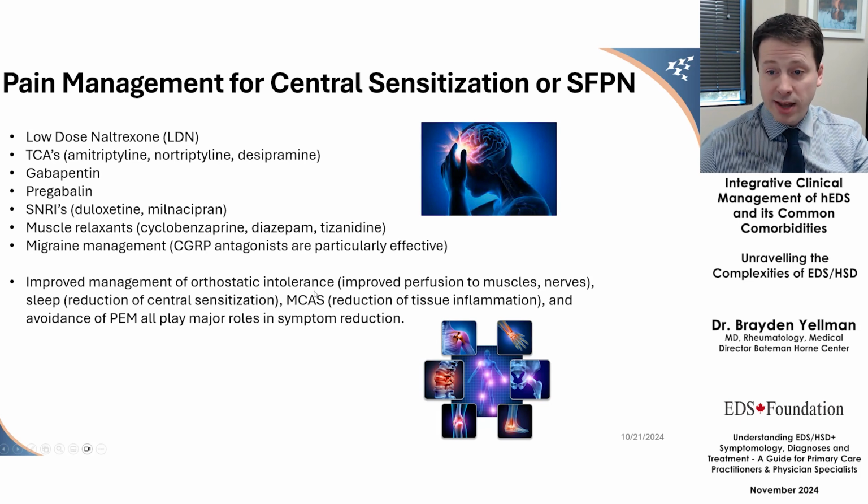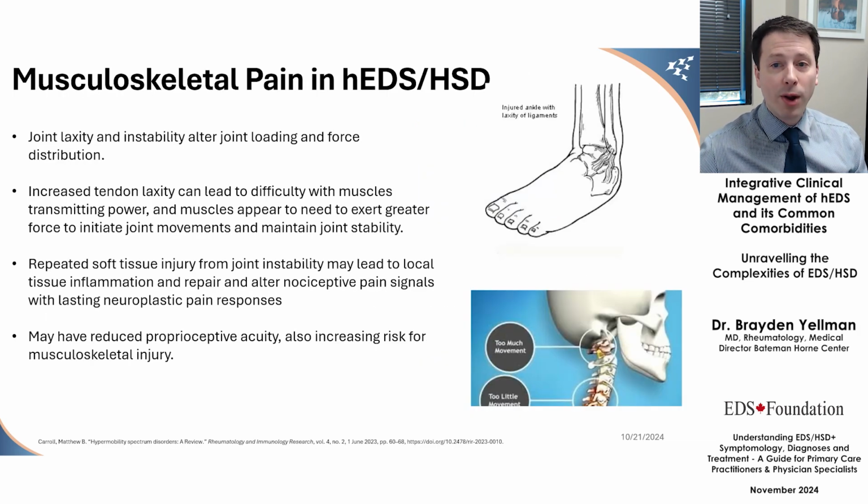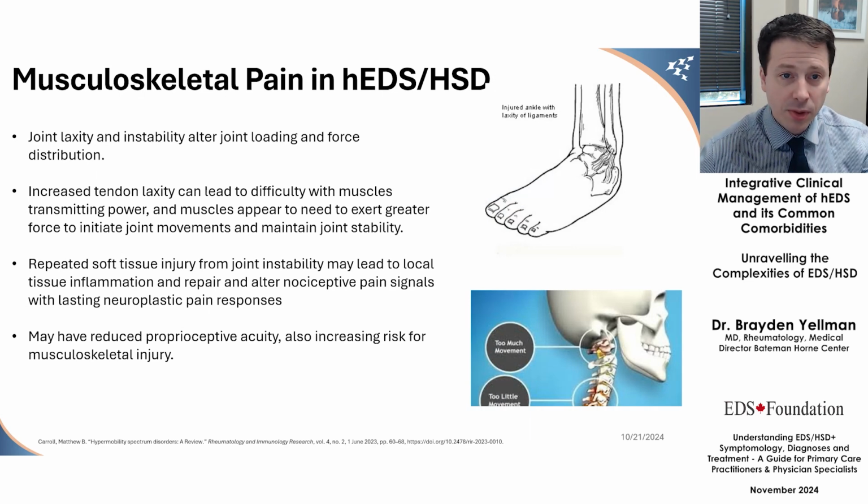Improving the management of orthostatic intolerance by improving perfusion to muscles or nerves, improving sleep and its effect on central sensitization, improving mast cell activation syndrome and its inflammation at the level of the tissues, and avoidance of post-exertional malaise, if present, if your patient has ME/CFS, all can play a huge role in reducing pain. I would also bring up that there can be a lot of musculoskeletal pain independent of small fiber polyneuropathy from the joint laxity and instability that alters joint loading and force distribution.